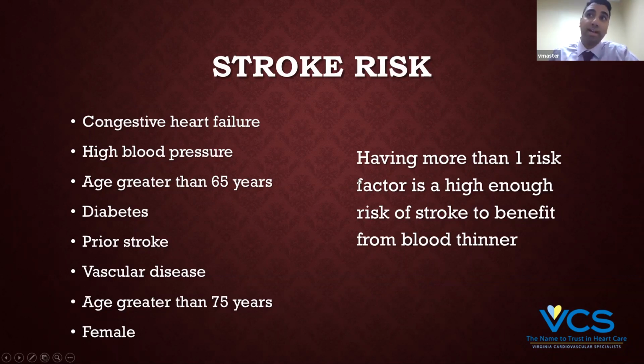Someone who has heart failure or high blood pressure would get a point for those. Someone who's more than 65 years old gets a point. Someone with diabetes or a prior stroke. Having a prior stroke is a much higher risk for having another one. Those who have vascular disease, meaning they've had a heart attack before, or have disease of the vessels in their legs or carotid artery disease. Those above 75 years old get another point. And then female patients get a point too.